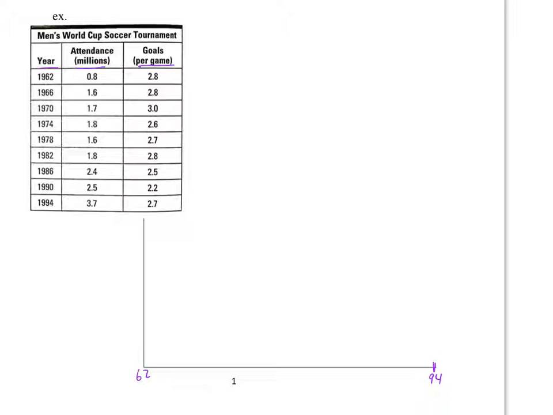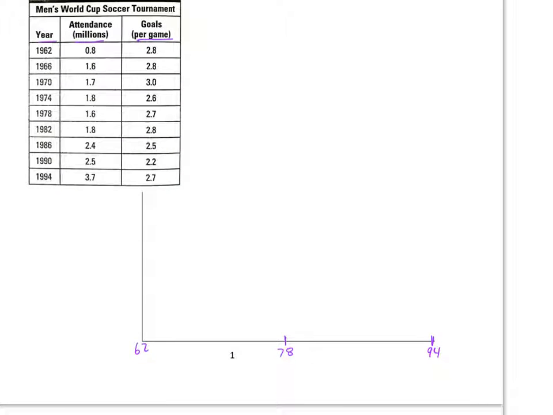Let's see, 1, 2, 3, 4. So the middle one there on this list is, I think, 78. Am I right? Yes. So I'm taking these years right here. So I did 1962, 1978, 1994. And I got to fit 3 lines in between here now. So I'm trying to get even spacing.